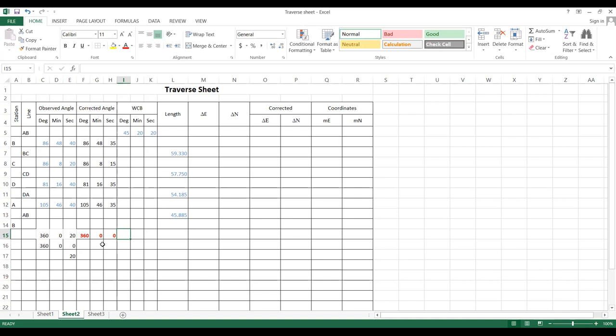Right. Is it clear so far? Any questions after this? With two more steps, I will stop for today, allowing you to do some calculation. Up next is whole circle bearing. So you need all the whole circle bearings.